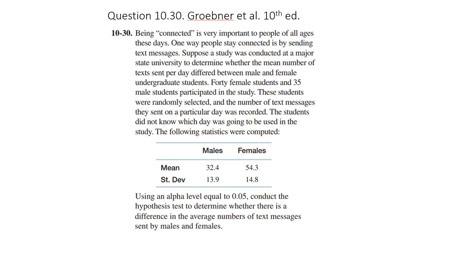So we have male and female, two independent groups, and we have the mean and standard deviation of each of these groups. Using an alpha level equal to 0.05, conduct the hypothesis test to determine whether there is a difference in the average numbers of text messages sent by males and females. Okay.